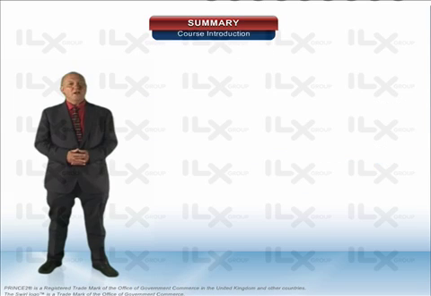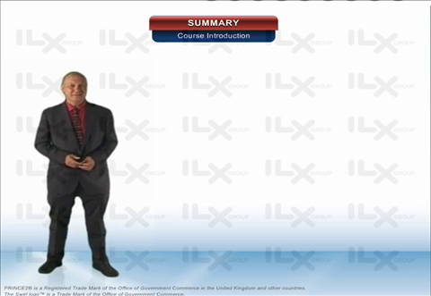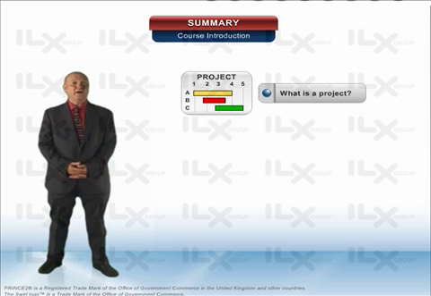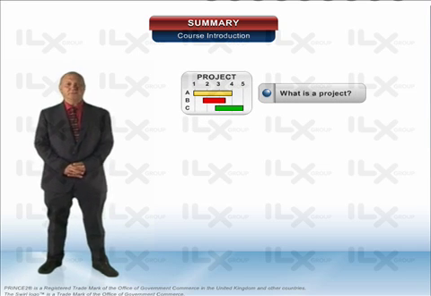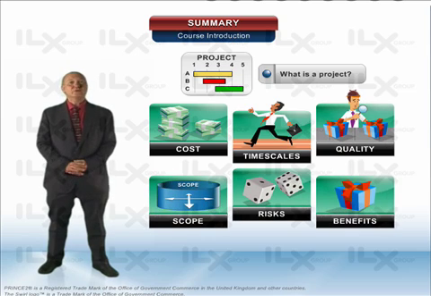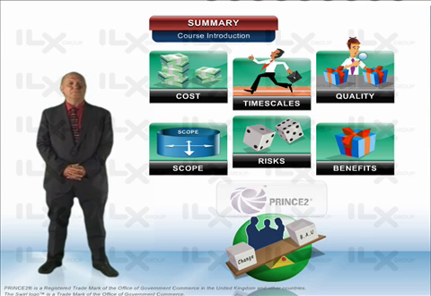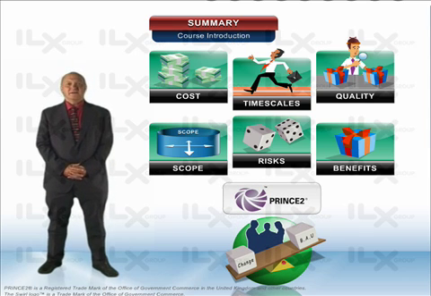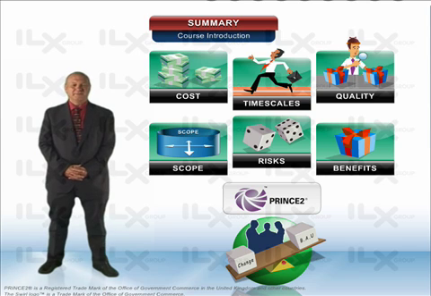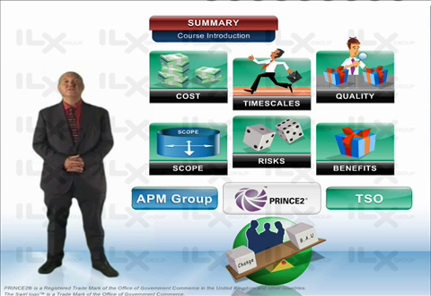This brings us to the end of Session 1. In this brief introductory session, we have seen what a project is as defined by PRINCE2, and we have seen 6 variables of a project as recognized by PRINCE2, namely costs, timescales, quality, scope, risks, and benefits. We went on to look at why projects exist and what differentiates a project from business as usual activities. We described what PRINCE2 is and how its generic nature makes it applicable to projects of any type. Finally, we outlined some of the key organizations which collaborate in order to support PRINCE2.